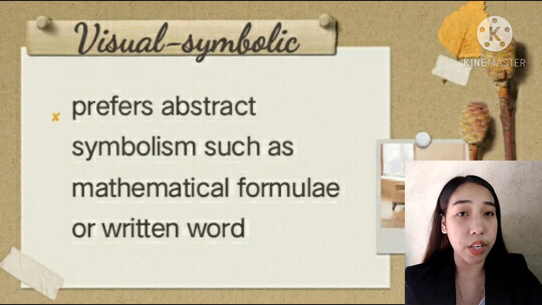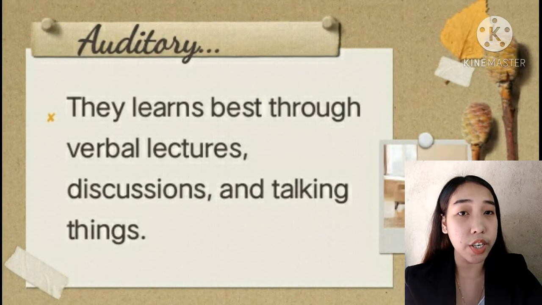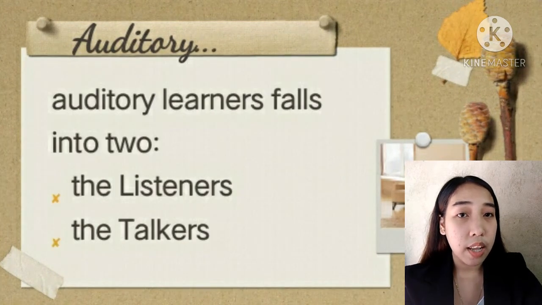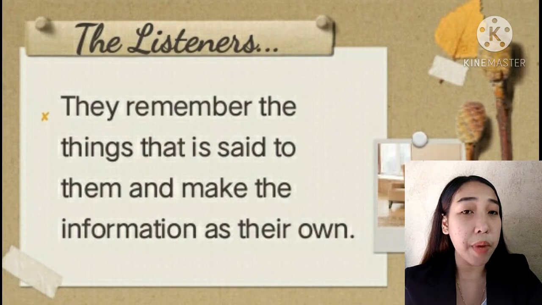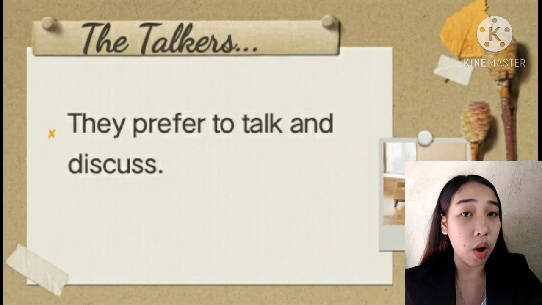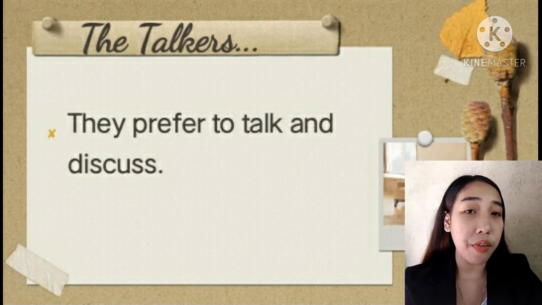The next one is the auditory. Auditory learners learn best through verbal lectures, discussions, talking things through, or listening to what others have to say. Auditory learners fall into two types, the listeners and the talkers. The listeners are the most common type. They remember the things that are said to them and make the information their own, while the talkers are the very opposite, which means they prefer to talk and discuss and often find themselves talking to those around them.